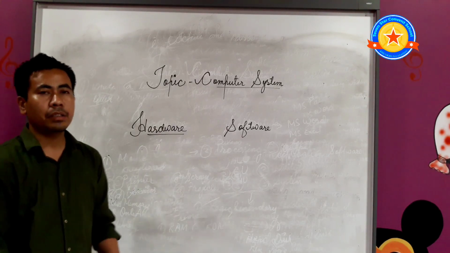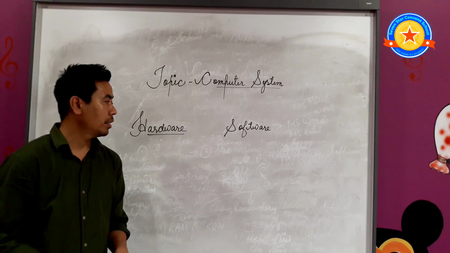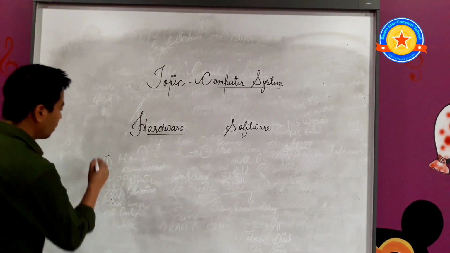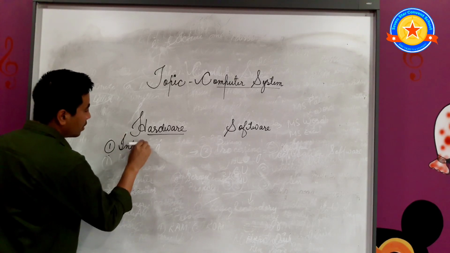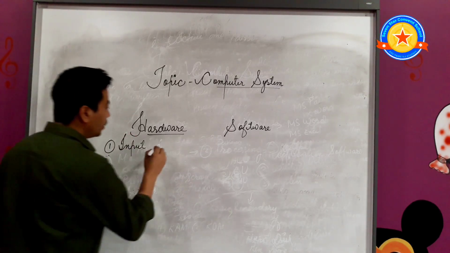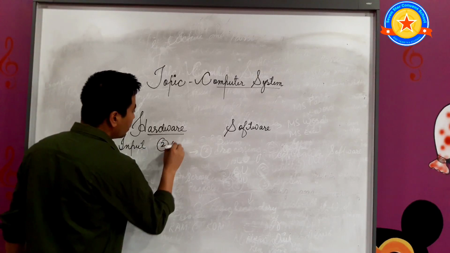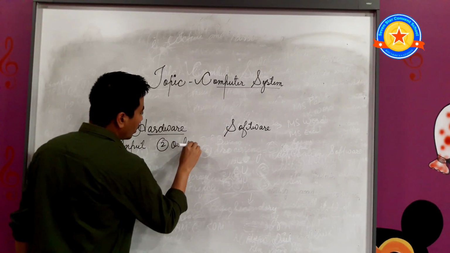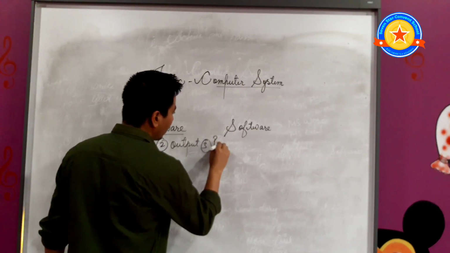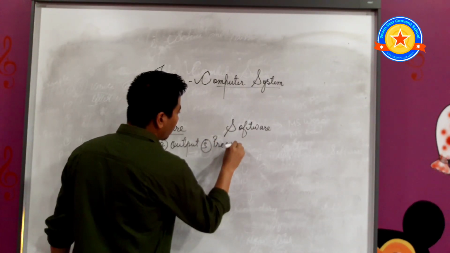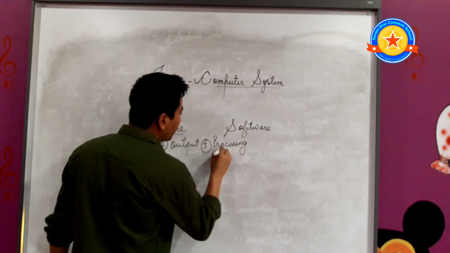Hardware is classified into three types. Number one is input devices, number two is output devices, and number three is processing. Processing means CPU.